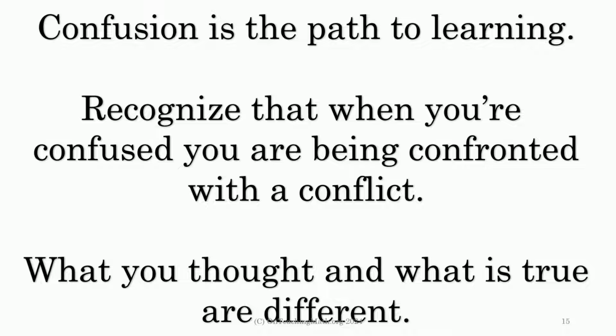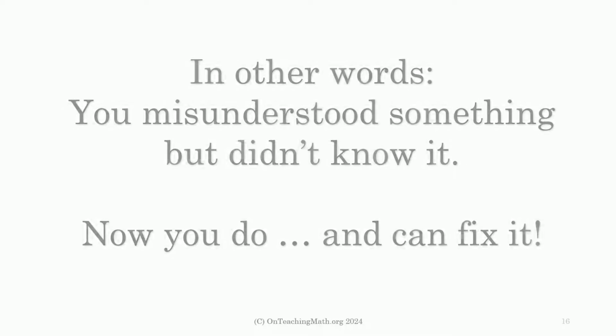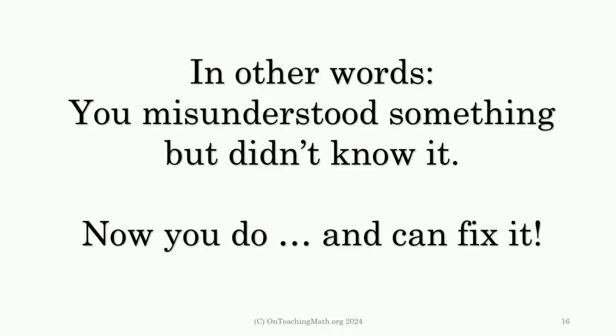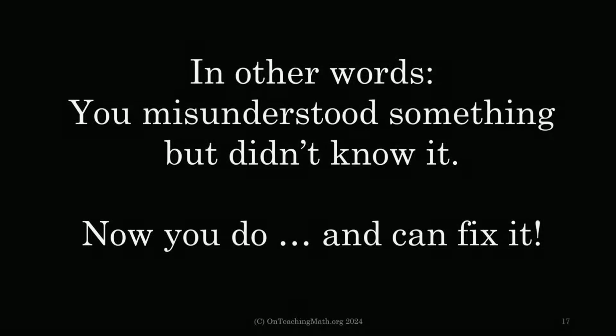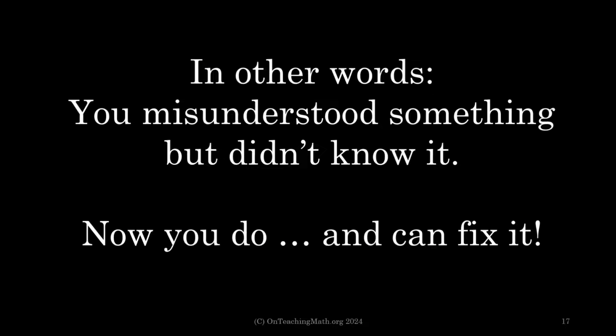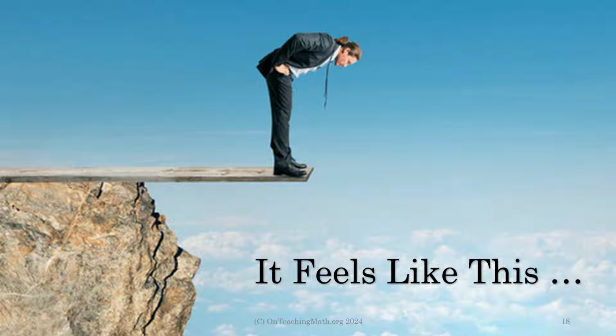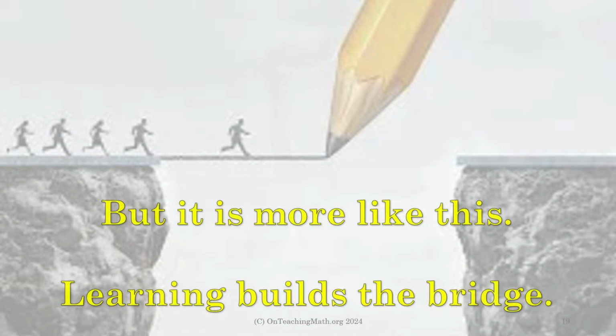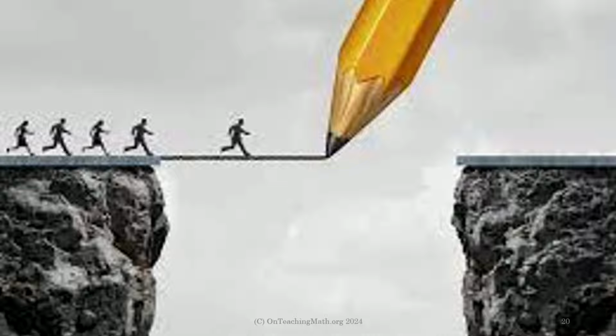What confusion is, you have held something in your mind to be true and you just found out that it isn't. And that's a conflict. That is what causes the confusion. You, in other words, misunderstood something, but you didn't know it. But now, all of a sudden, you do. That's what confusion is. It's beautiful because you can fix it. That's why I always say the road to understanding is through confusion. And I know it feels like this. It's not really that way, though. It's more like this. The learning builds the bridge between where you are and where you want to be.